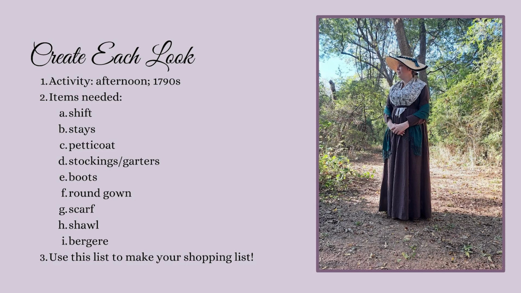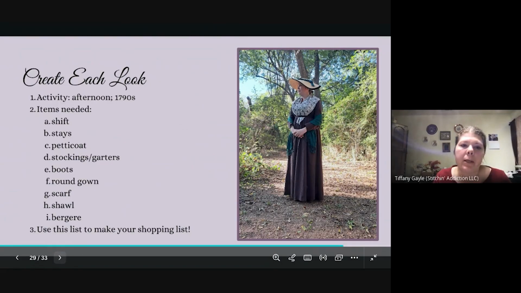When you create each look, this is what I have a bunch of pages for in the workbook, go ahead and circle what activity. For example, this one was for a 1790s afternoon picnic outside in the fall. Then you want to list all the items you're going to need to wear. I've got my shift, my stays, my petticoat, my stockings with my garters, my boots, my round gown, my scarf, my shawl, and my bergère. And then you want to use that to make your shopping list. If you already have stuff, you can put little check marks beside it to show that you have it. And then the rest you can use to say, okay, I still need to look for these things.